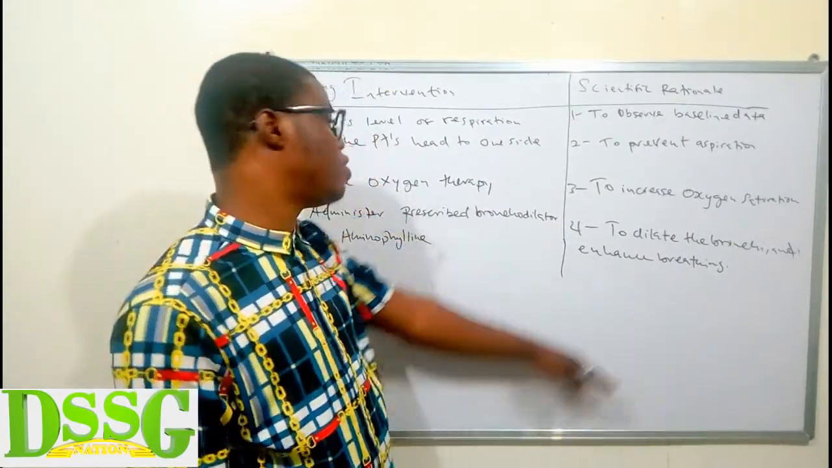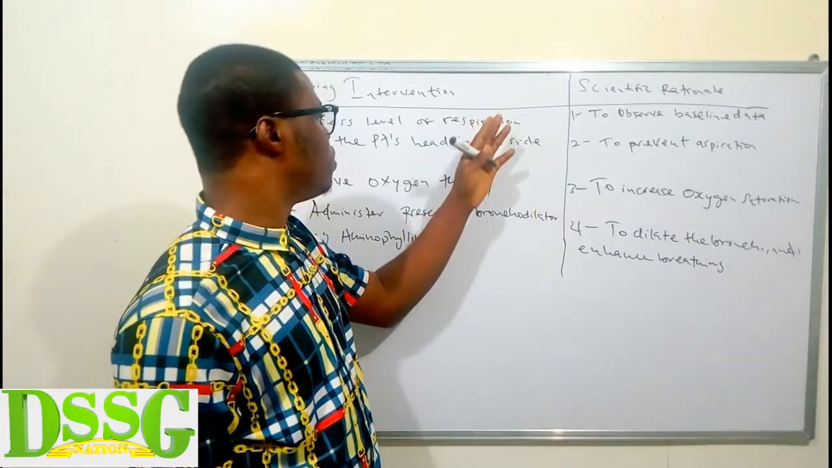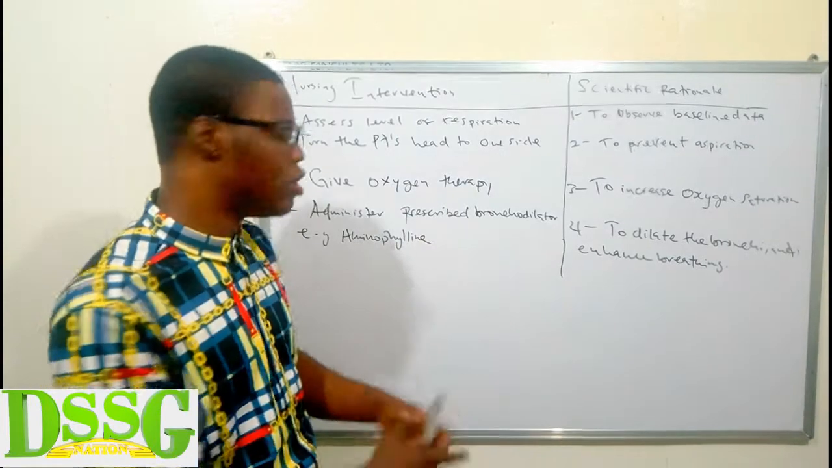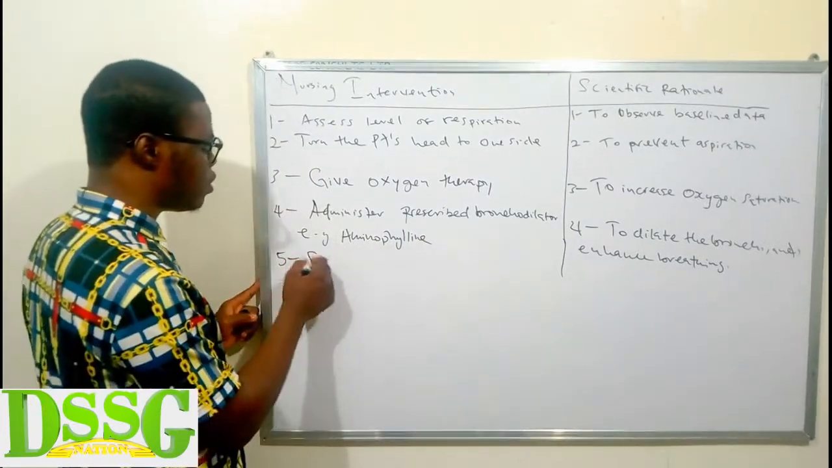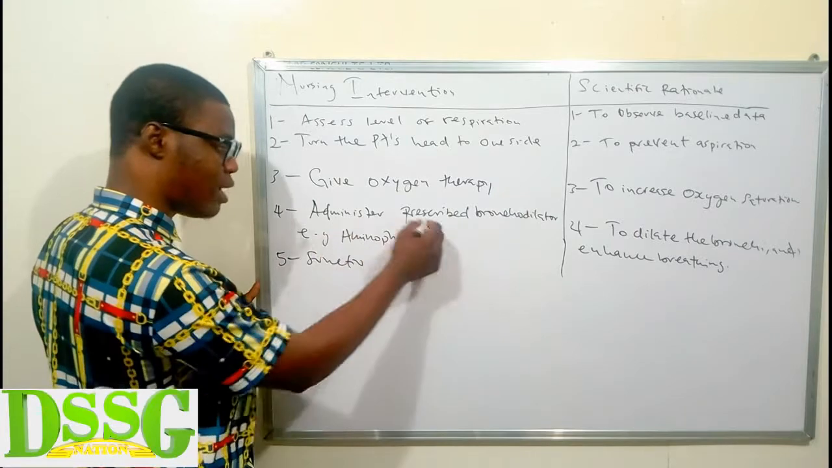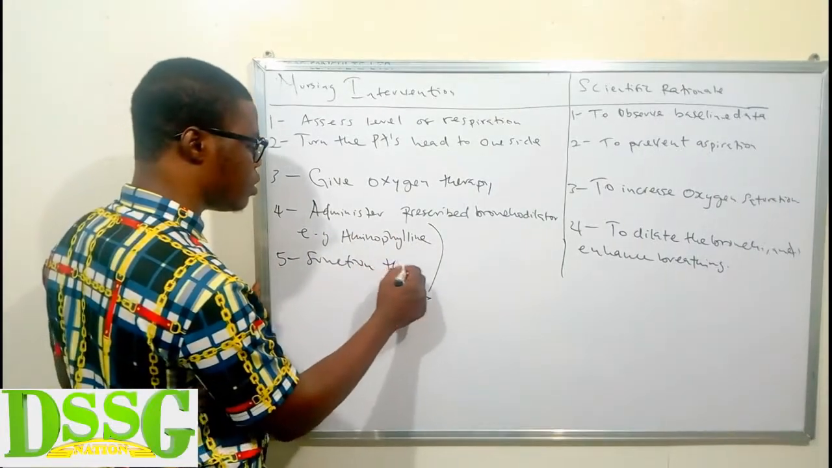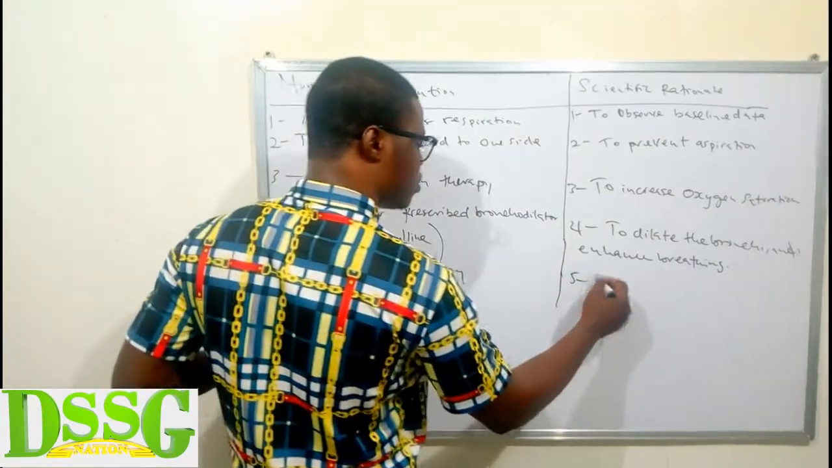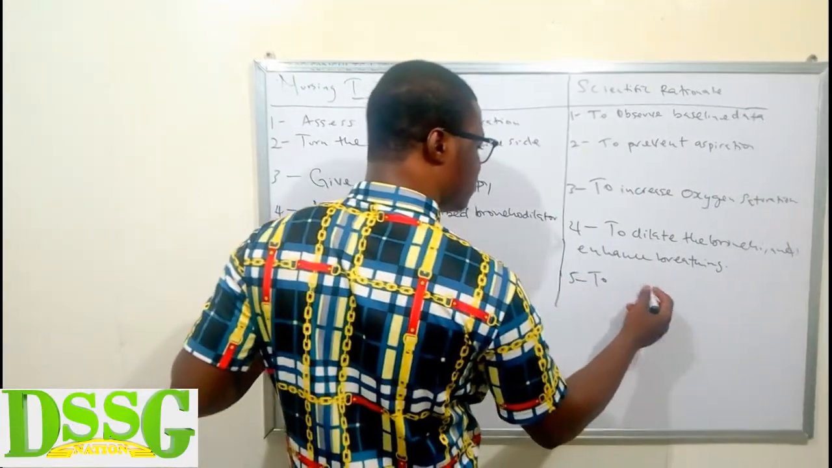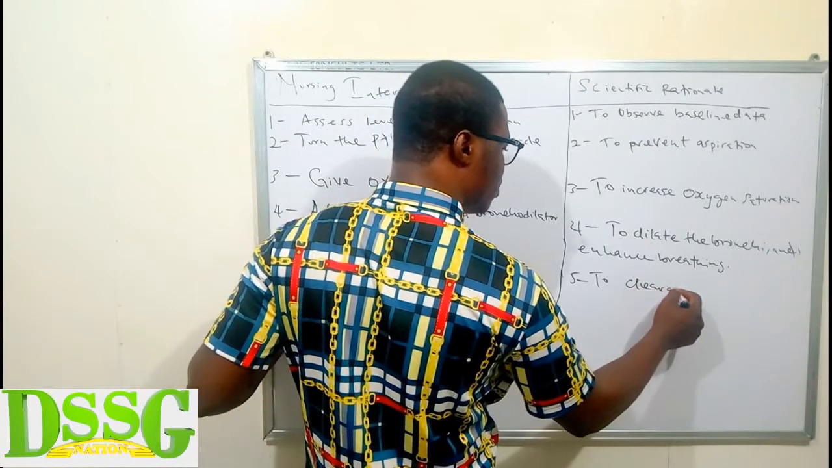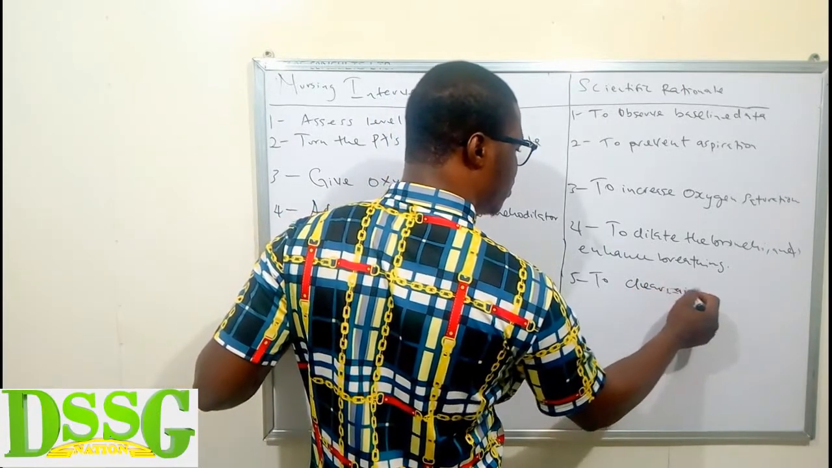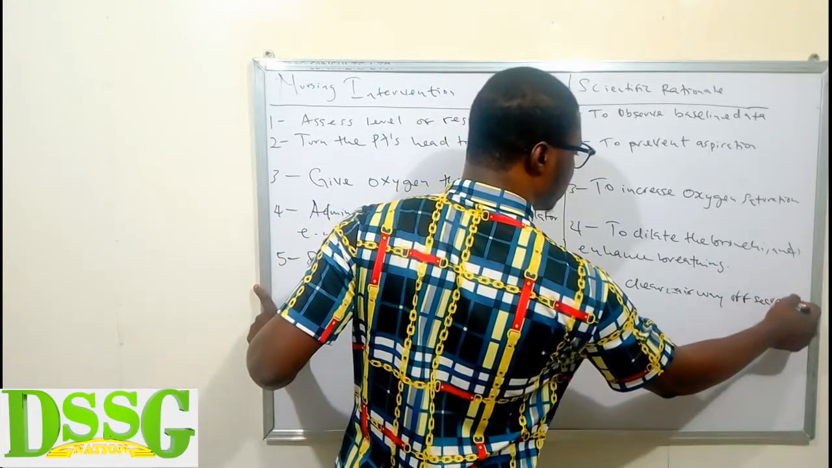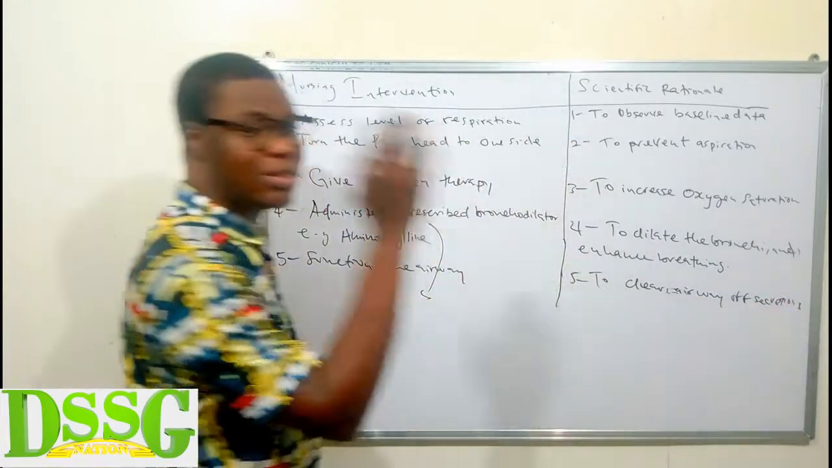So there are still other measures you can use to improve a patient's respiration apart from all these. So another thing is what? 5. You suction the airway. But this should be the last one. And the reason for that is just to clear the airway of secretions. So that is that on that.